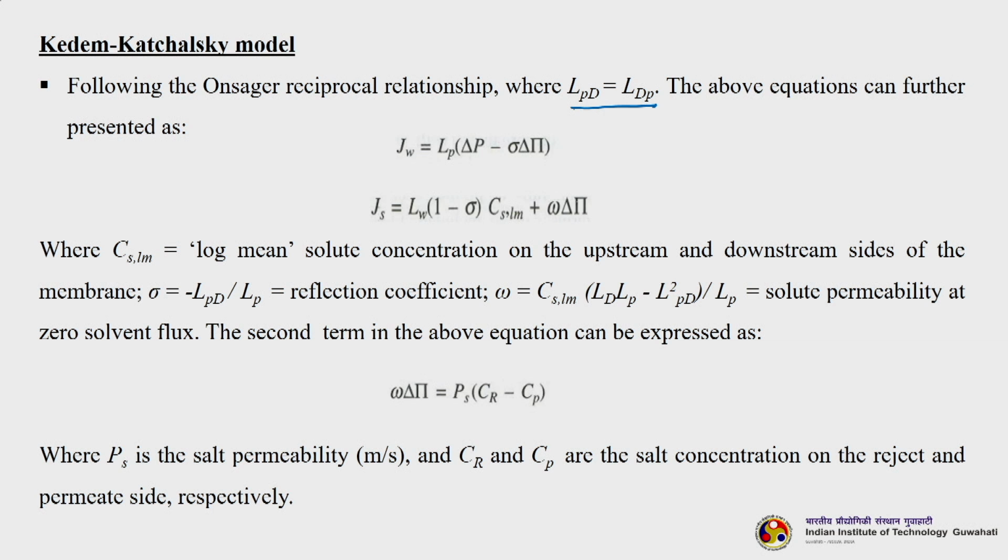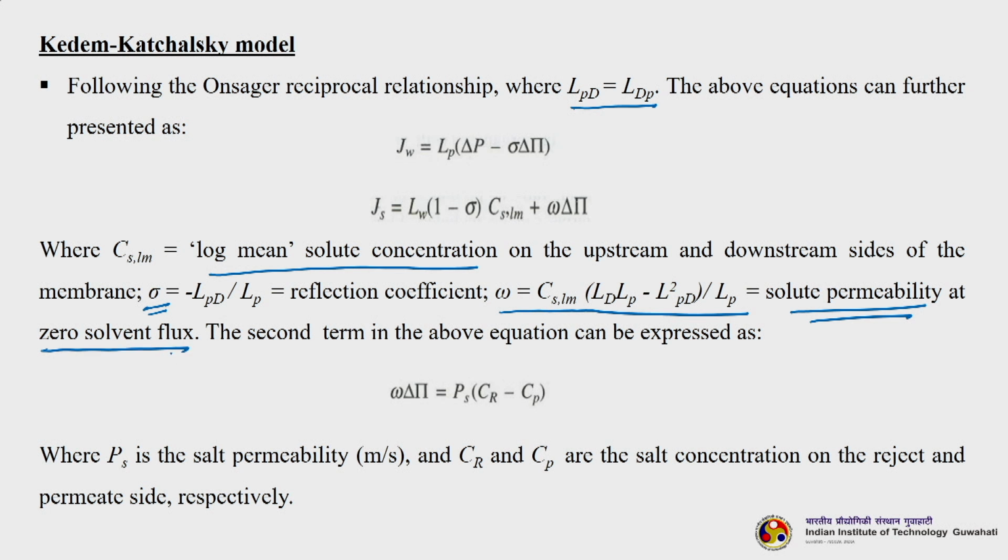So, we can rewrite the equation as water flux equals Lp (ΔP minus σ Δπ), and salt flux equals Cs,lm (1 minus σ) Jw plus ω Δπ. Now, what are these terms? Cs,lm is the log mean solute concentration on the upstream and downstream sides of the membrane. Sigma, which is also called the reflection coefficient, is minus Lpd by Lp, and ω equals Cs,lm (Ld Lp minus Lpd squared) divided by Lp. So, this is actually the solute permeability at zero solvent flux, right.